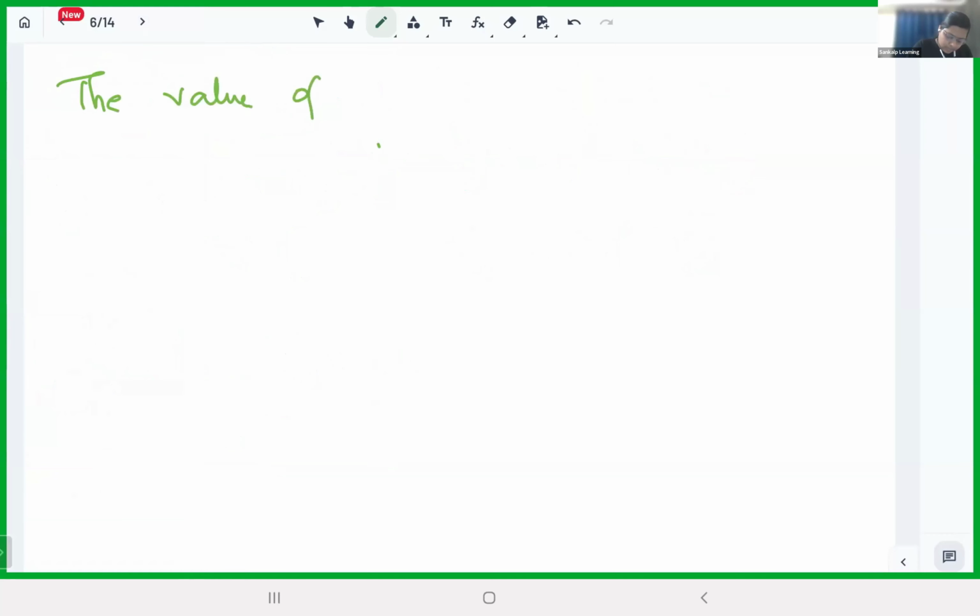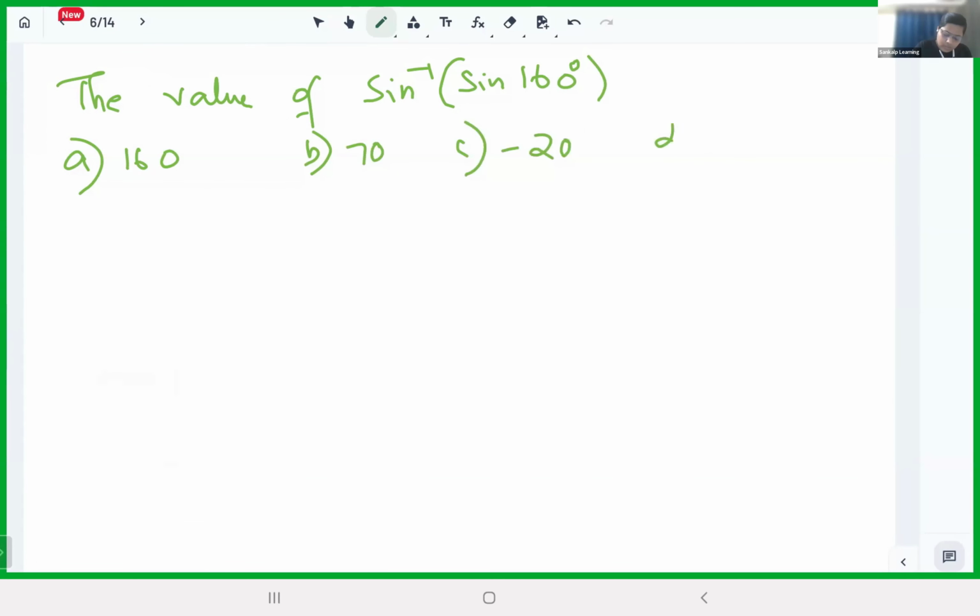The value of sine inverse of sine 160. The options are 160, then 70, then minus 20, then last option is 20. All right. So can you say the answer for this question?